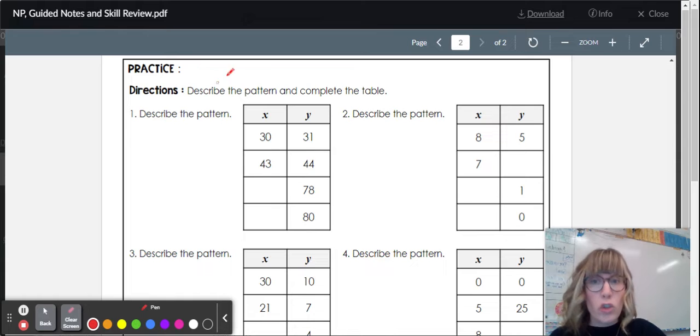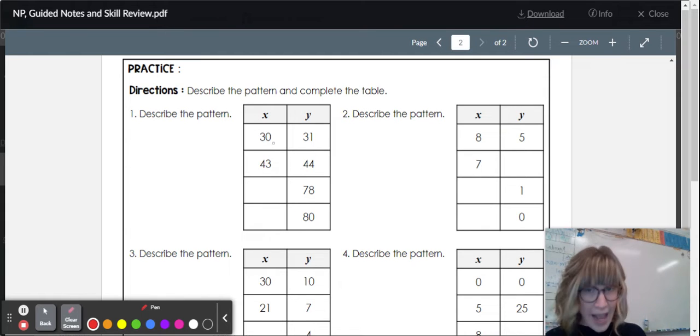It says directions: describe the pattern, and then you're going to complete the table. So there's two parts here and they go hand in hand, right? One is necessary to do the other, but you're going to want to do both. You can do those in any order. You can describe the pattern and then create the table, or you can complete the table and then describe the pattern, whatever makes more sense to you. In order to complete the table, though, you need to know the pattern. So let's try it, and you might see what I mean.